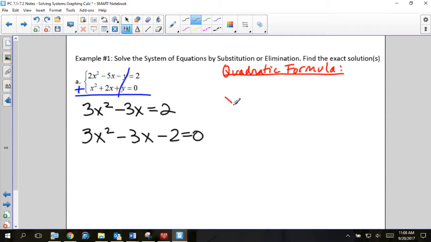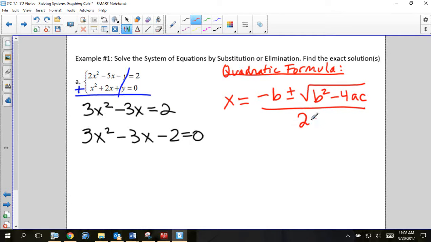It is x equals opposite b plus or minus square root b squared minus 4ac all over 2a. Can I do it again? x equals opposite b plus or minus square root b squared minus 4ac all over 2a.